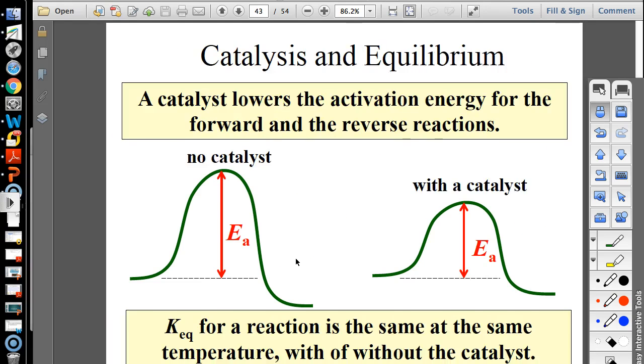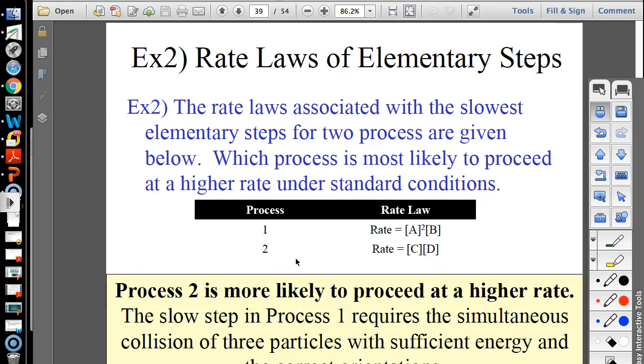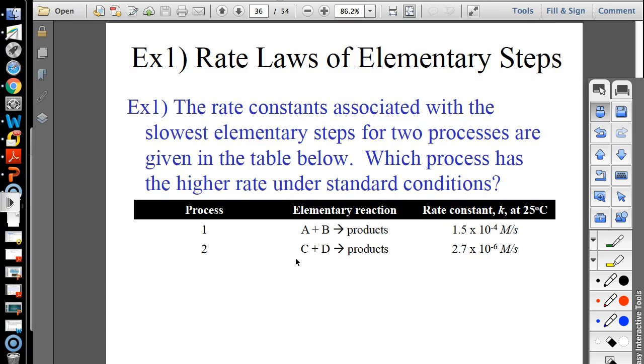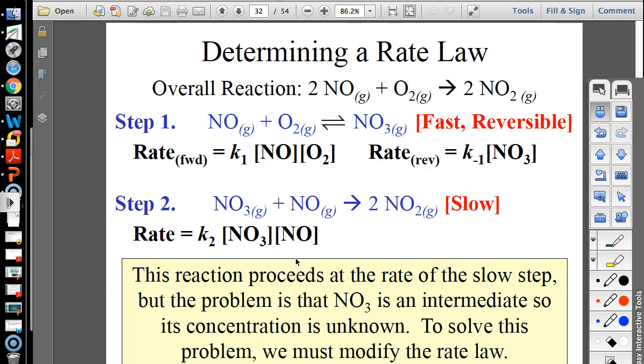Did I skip the one with the intermediate, Christian? I did skip it. I'm sorry. I need to go back to this. I thought it was the same slide because it looked like the same slide, and it's not.